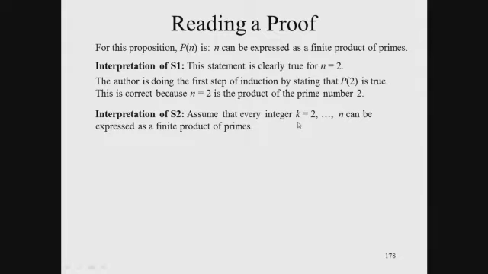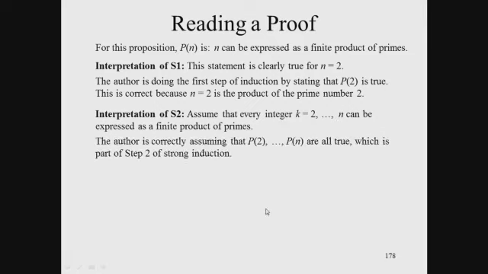The author is assuming that the statement, what statement? P of n. The author is assuming that the statement P of n is true not just for n, but for all the values up to and including n. This is strong induction. The author is assuming that P of 2 is true, P of 3 is true, P of n is true. What does the author have to do next? Show that P of n plus 1 is true.